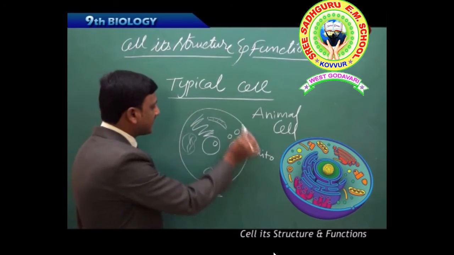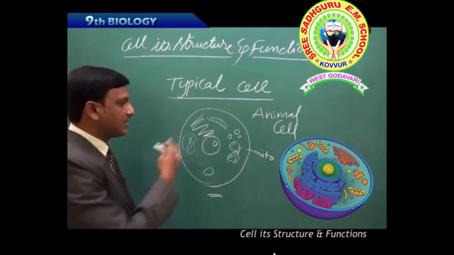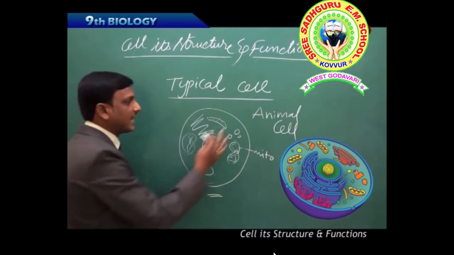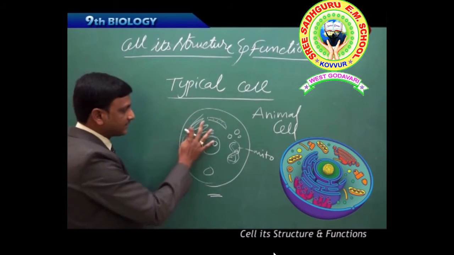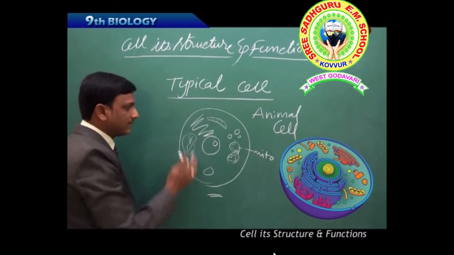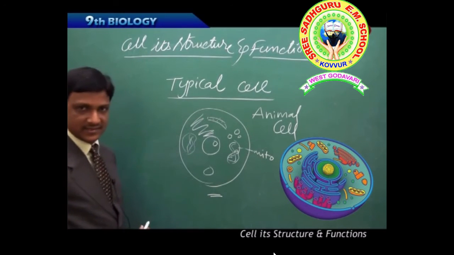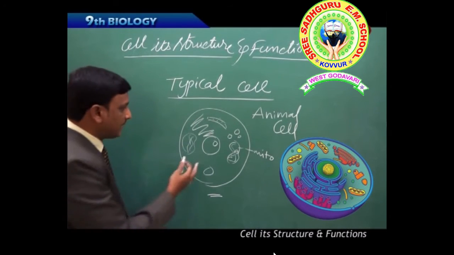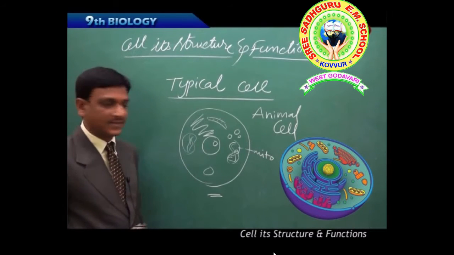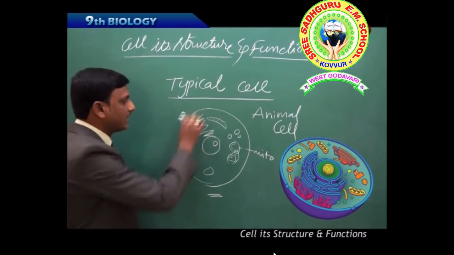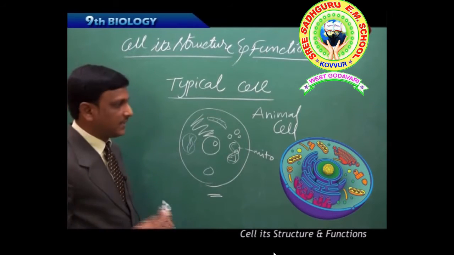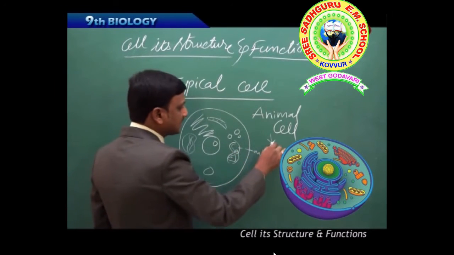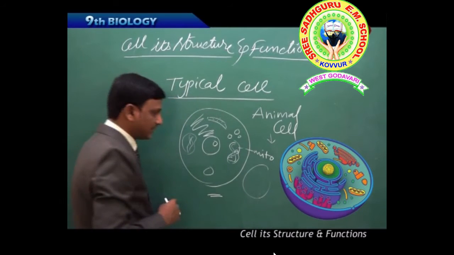So we are drawing a general diagram. This is a general diagram which represents an animal cell, showing all the cell organelles which generally appear in an animal cell. This is called a typical cell. So a typical cell may not exist as it is. We are drawing a generalized diagram of animal cells. That means different cells of animals have different kinds of cell organelles.